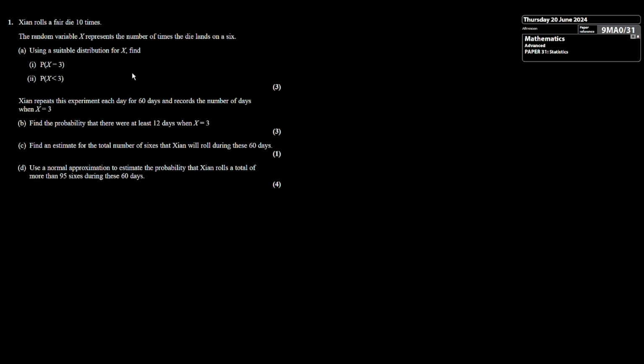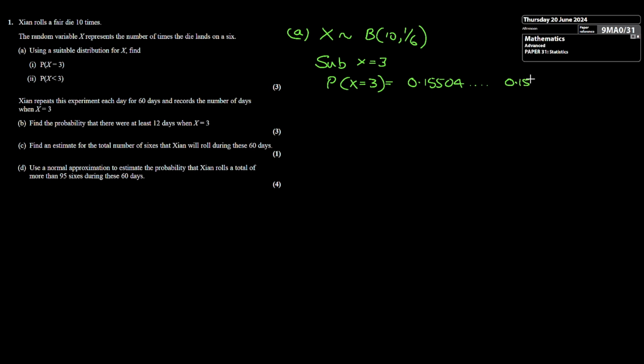So setting that up first with all the parameters. And there we have the binomial distribution. We've got 10 trials and the probability of success in those trials is 1 over 6. So using a calculator, if we substitute x is equal to 3 on the calculator, pop in n is equal to 10 and the probability is a sixth. And we get that this probability is 0.15504 and on it goes, or 0.155 and that is to 3dp. And this, of course, was using the binomial probability distribution on the calculator.